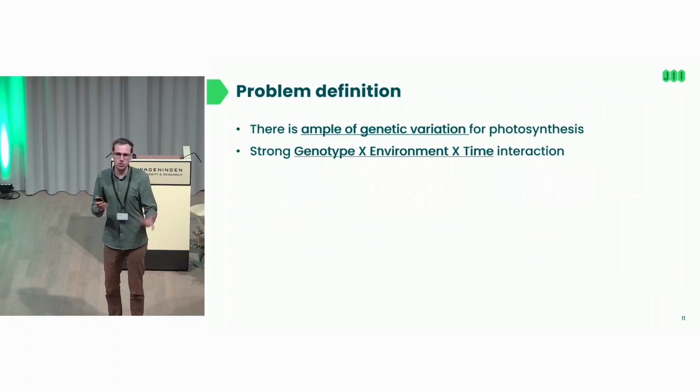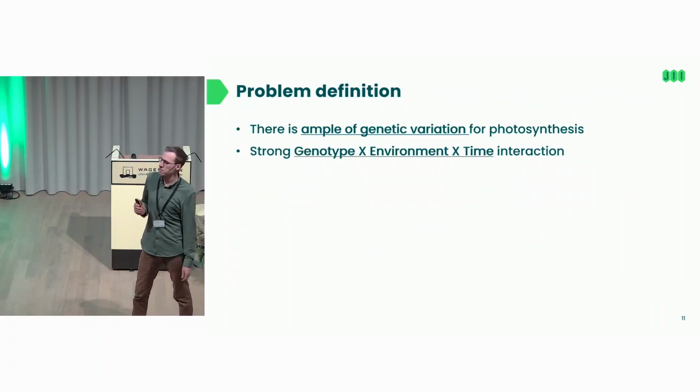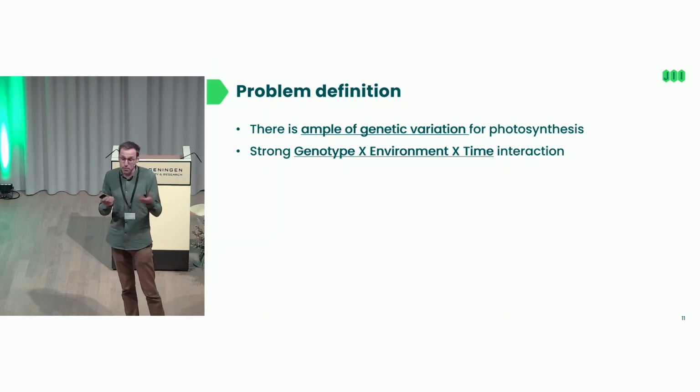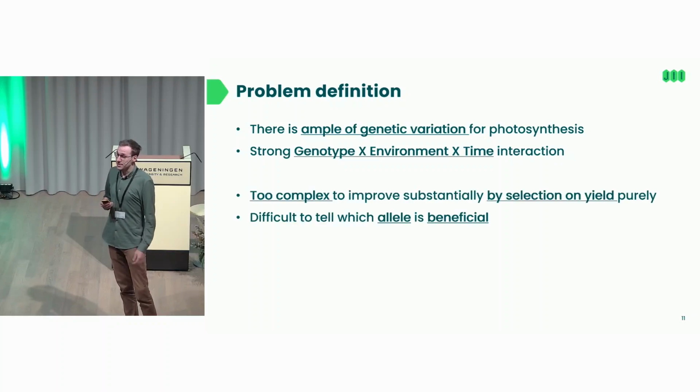And so that brings me to the problem definition. I think it's safe to say that there's ample genetic variation for photosynthesis, though there is a strong genotype by environment by time interaction. And that makes it too complex to improve substantially based on selection on yield purely. And even if we were able to measure all of the underlying photosynthetic processes, it's very difficult to tell whether a certain allele is beneficial or not.